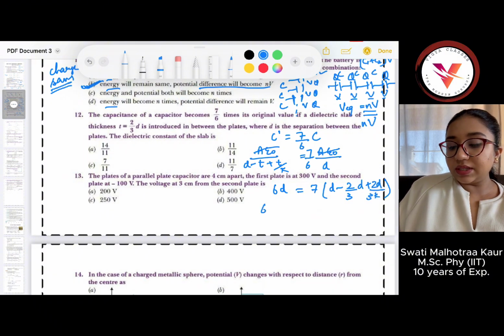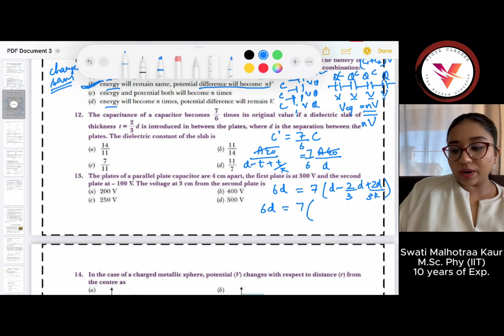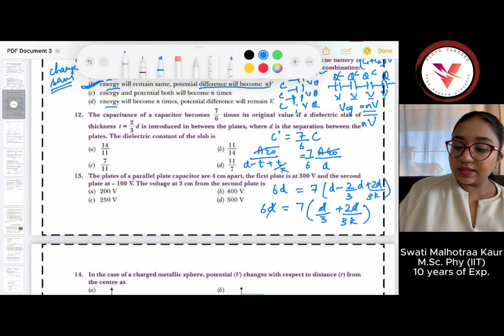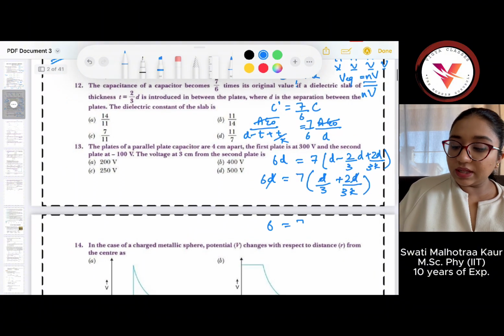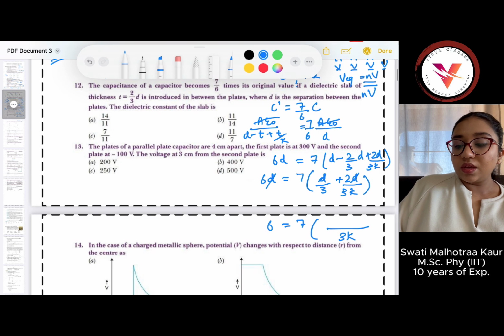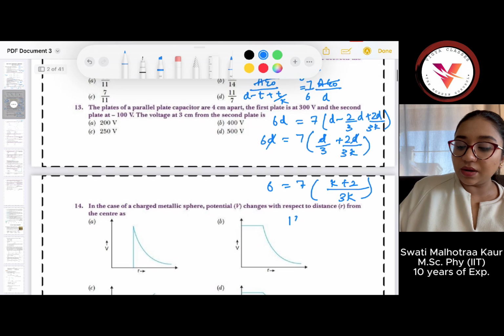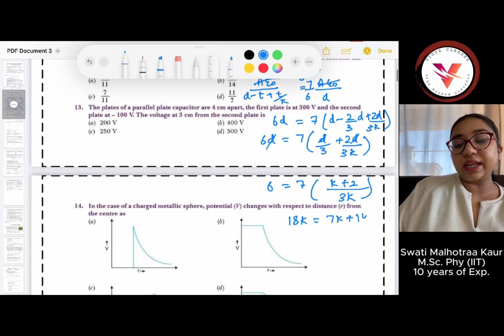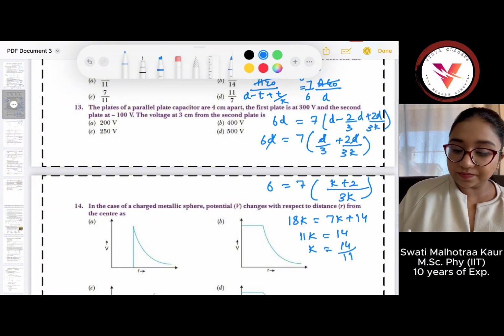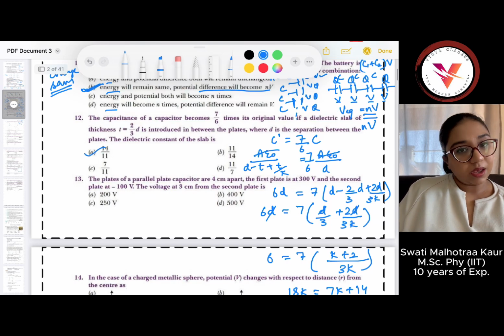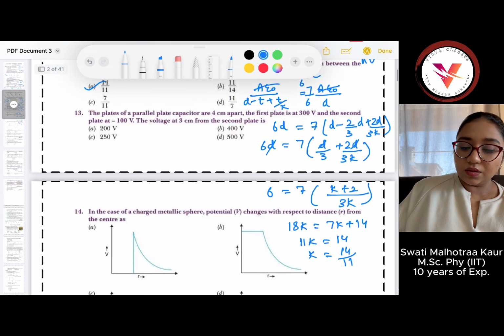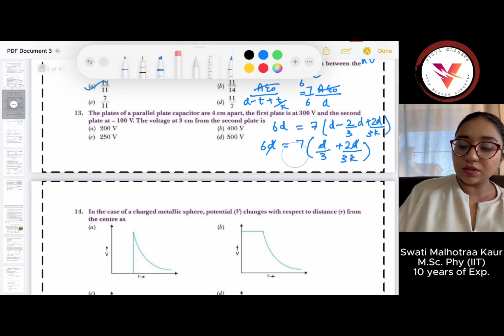And then it becomes 6d equals 7 times (3 minus 2 is 1) d by 3 plus 2d by 3 kappa. You can cancel d, then it becomes 6 is equal to 7. Take the LCM, 3 and 3 kappa is 3 kappa. 3 is there, multiply by kappa plus 2. You can cross multiply it. 6 threes are 18 kappa. And 7 kappa plus 7 twos is 14. 18 minus 7 gives you 11. And here the value of kappa, the dielectric constant, is 14 by 11. That is A. Okay. Just remember the formula. It's important.